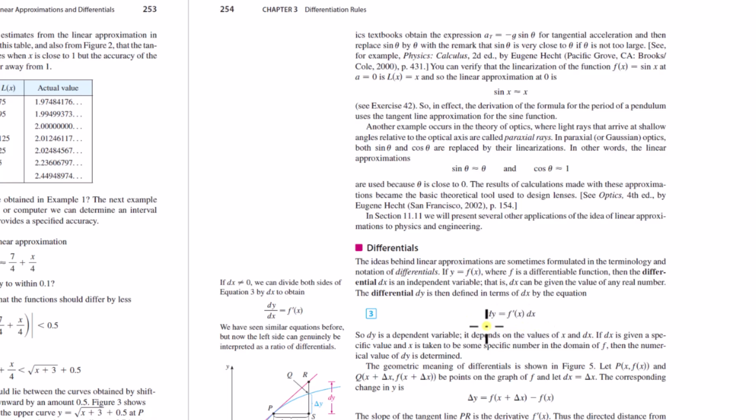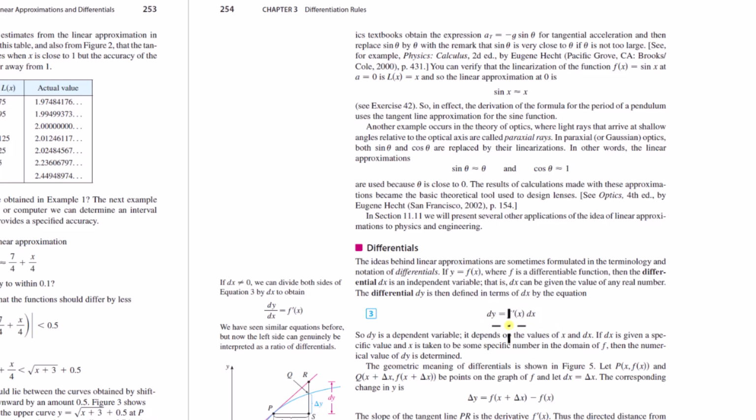I'm going to make a video at the end of this playlist where, in that one video, we go through all of the sections where dy and dx and Leibniz notation and all of that is mentioned. We're going to go through all the sections in one video. But just note here, this isn't an infinitesimally small number anymore.